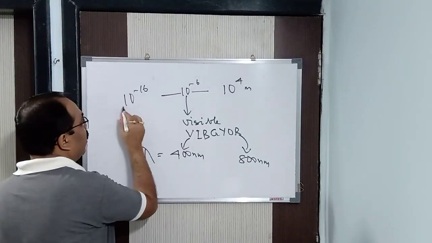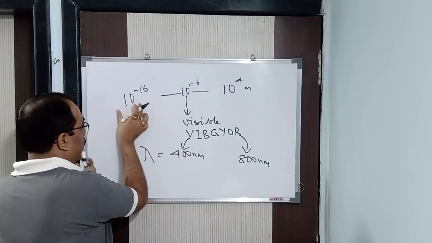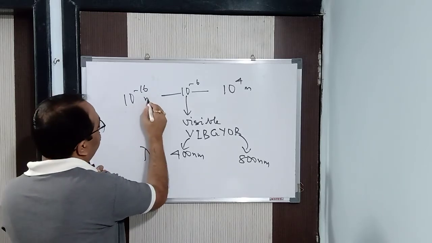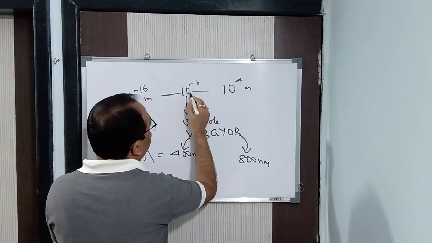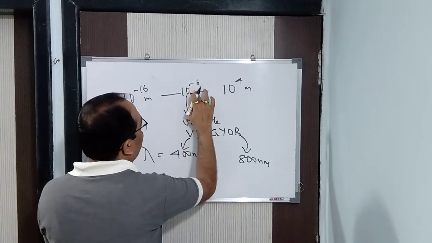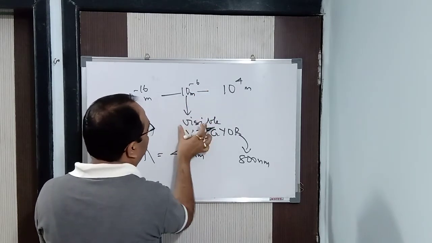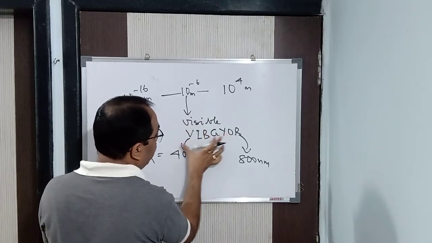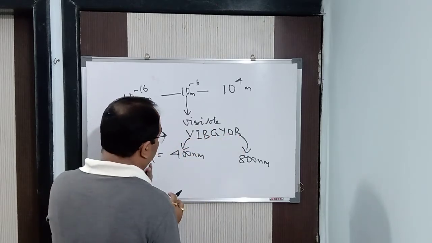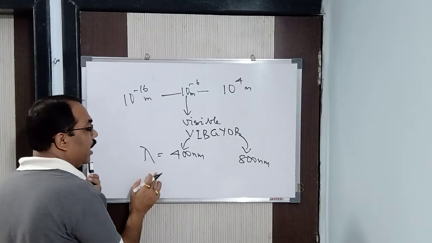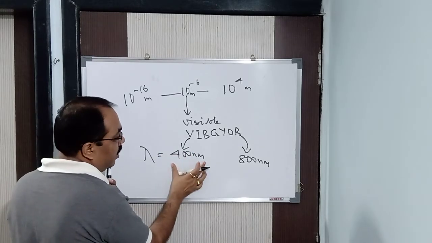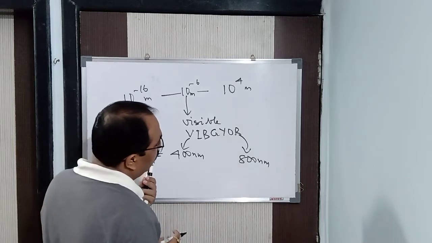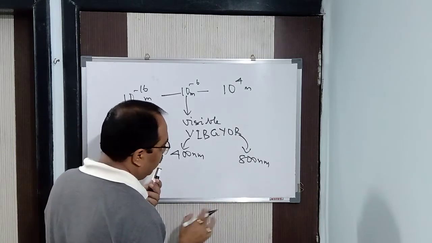Clear? Otherwise, the electromagnetic spectrum ranges from 10 to the power minus 16 meter to 10 to the power 4 meter, and in that range we get the visible rays, which is VIBGYOR: violet, indigo, blue, green, yellow, orange, red. The wavelength of violet is 400 nanometer and of red is 800 nanometer, approximately.